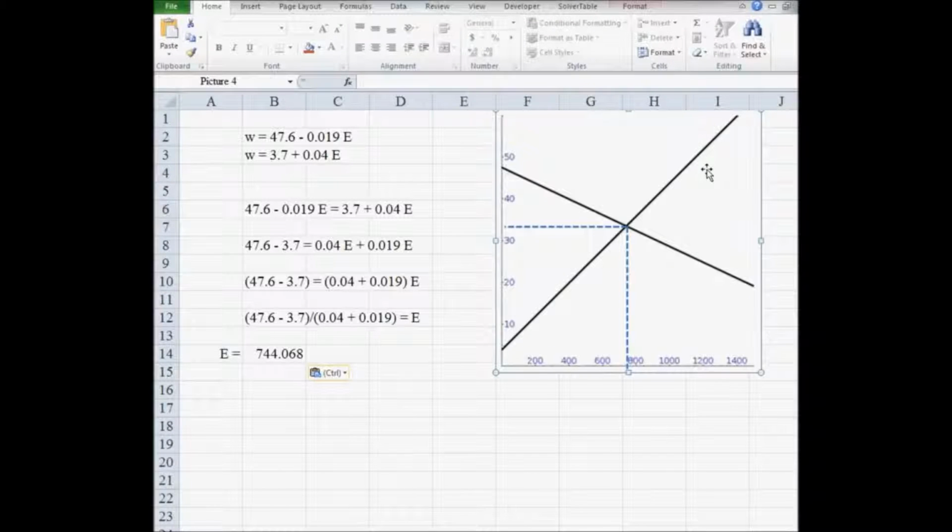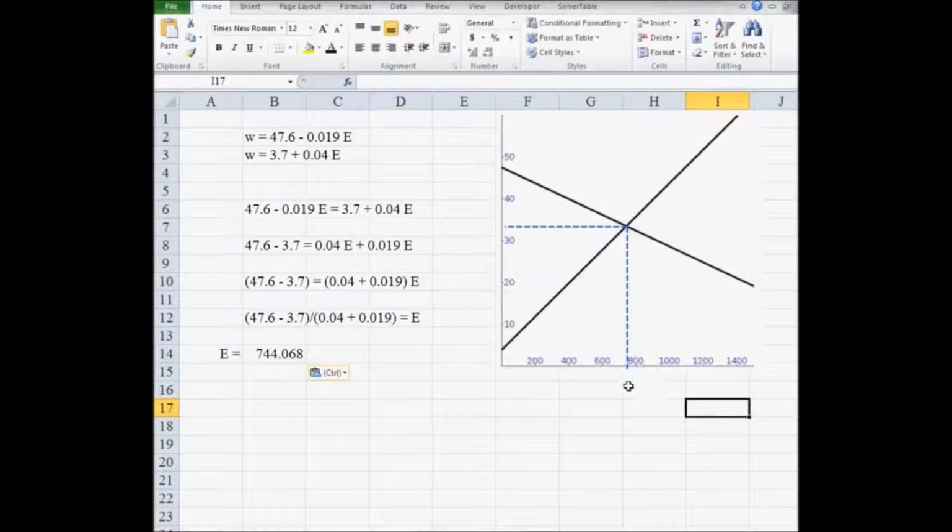This is the diagram I copied in from Cengage now. And you can see when employment is 744.068, demand and supply of labor intersect. And the wage rate is somewhere between 32 and 34.